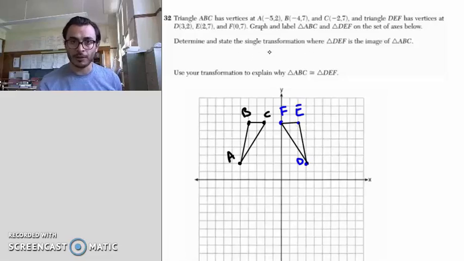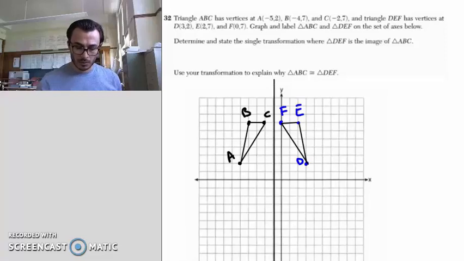For the first part, it says to determine and state a single transformation where triangle DEF is the image of triangle ABC. Looking at these triangles, I can see that DEF is the result of a flip. So I'm trying to look for the line of reflection, and the line of reflection will be this line here. You can see that if you reflect across this line, C will map onto F, B will map onto E, and A will map onto D.